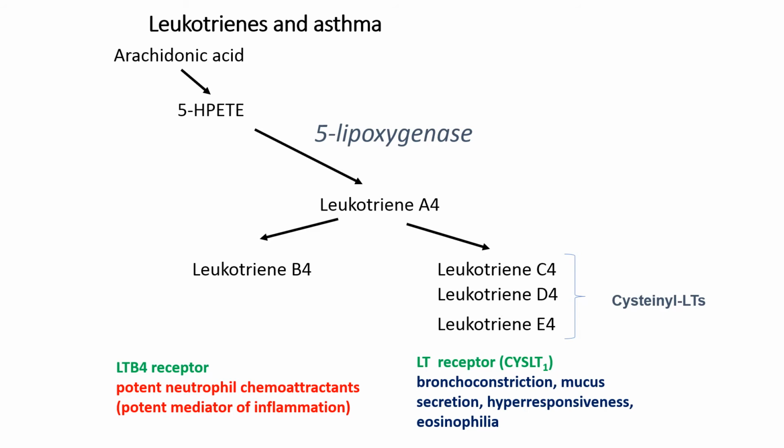We all know that leukotriene B4, which acts through the leukotriene B4 receptor, is a potent neutrophil chemoattractant, and it is a potent mediator of inflammation. Whereas the cysteine leukotrienes such as leukotriene C4, D4 and E4 are potent mediators of bronchoconstriction, mucus secretion, hyperresponsiveness and eosinophilia.